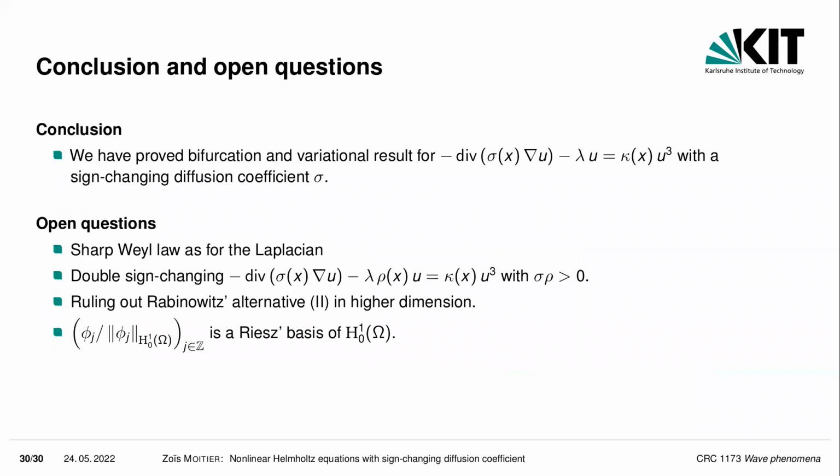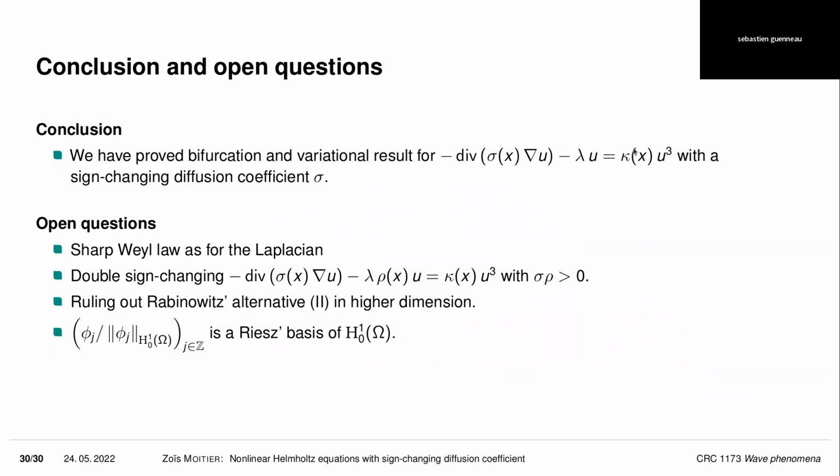And I think, yeah, almost finished. So what we did, we have a proof, so bifurcation and variational results for this Helmholtz equation with sign changing diffusion coefficient and nonlinear term. And we have some open questions. Can we find sharp bounds for the eigenvalues? What happens when you have a double sign changing? That means now I have here a coefficient which is also sign changing.